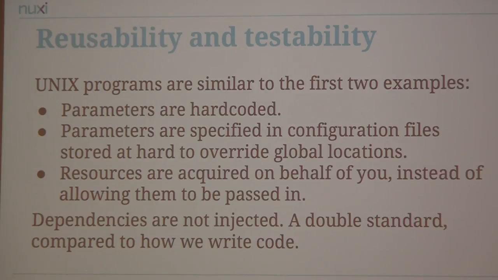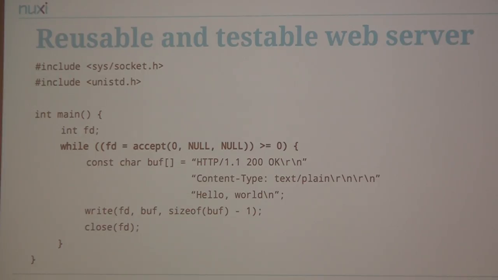So, in my opinion, we're holding a double standard. In object-oriented programming, or modern programming languages, we put a huge emphasis on testing and testability. And in Unix, we simply don't seem to care and accept that programs just do all sorts of things on behalf of you that are hard to influence. So, I just want to demonstrate that it is possible to create a testable web server on Unix, but it seems that almost nobody does this.